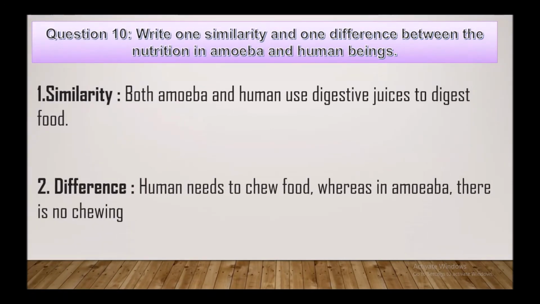Question 10. Write one similarity and one difference between the nutrition in amoeba and human beings. Similarity: both amoeba and humans use digestive juice to digest food. And the difference between both is humans need to chew food, whereas in amoeba there is no chewing.